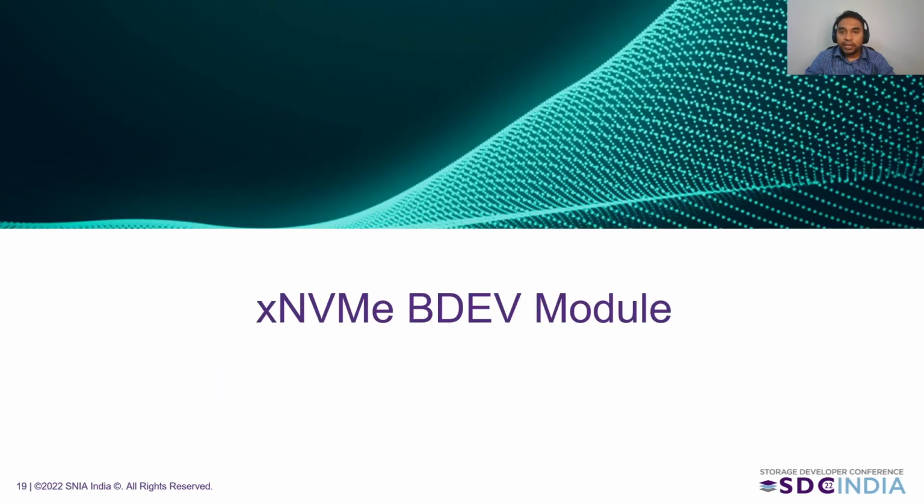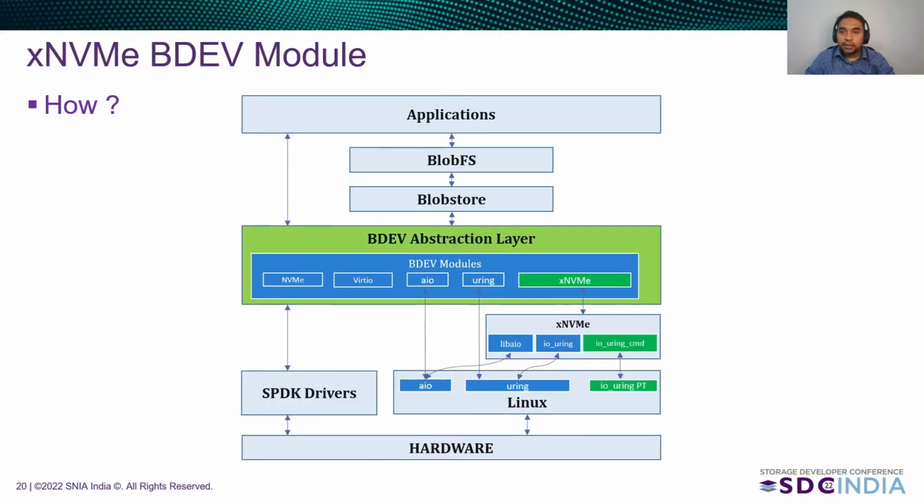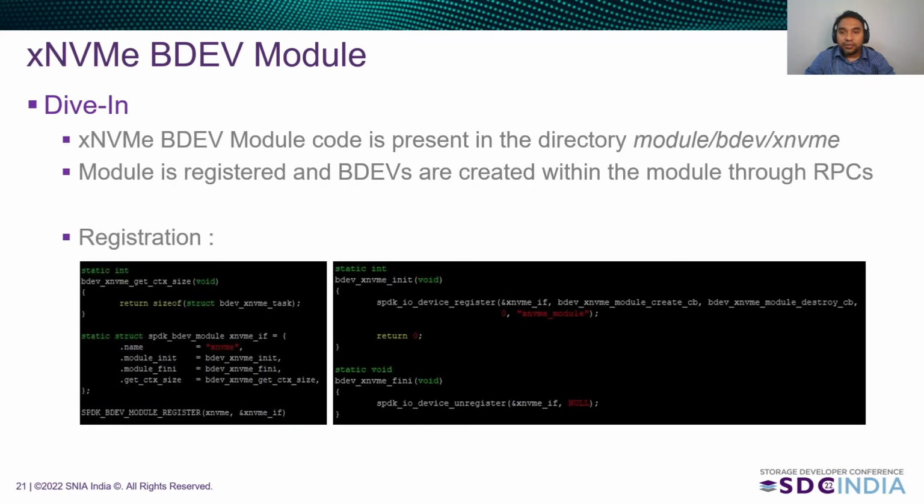Let's discuss how to enable SPDK applications to use this feature. The xNVMe BDEV module is implemented alongside the AIO and io_uring BDEV modules inside the block device layer of SPDK. By selecting appropriately, the IO can be performed through the libaio or io_uring_cmd asynchronous interface of xNVMe. Code for the xNVMe BDEV module is present in the directory module/bdev/xnvme. As shown in the images below, the xNVMe BDEV module is registered using the SPDK BDEV module register macro.